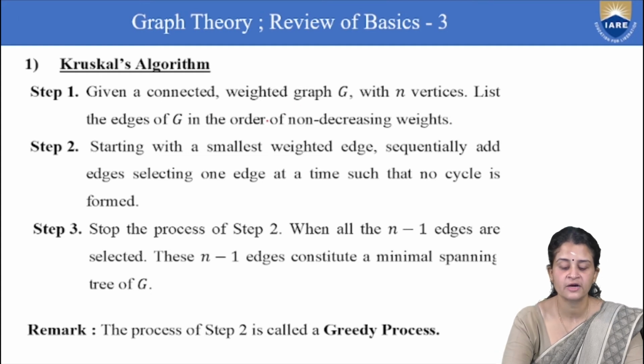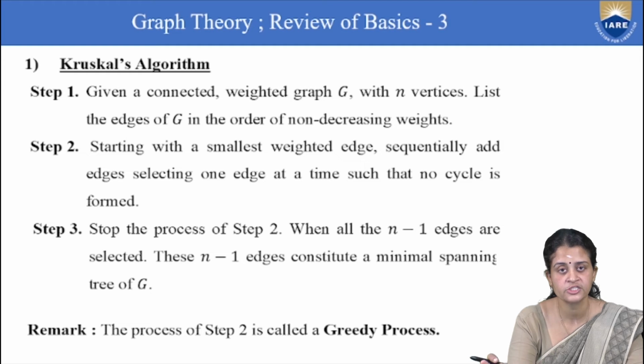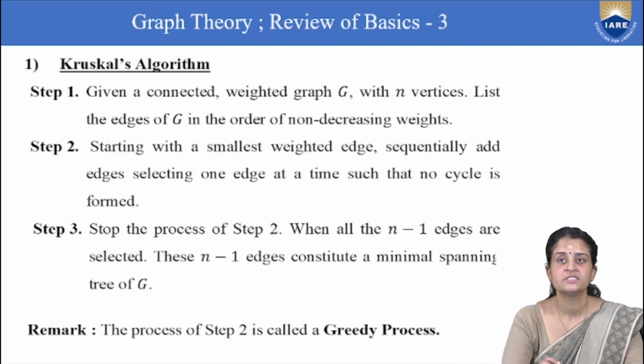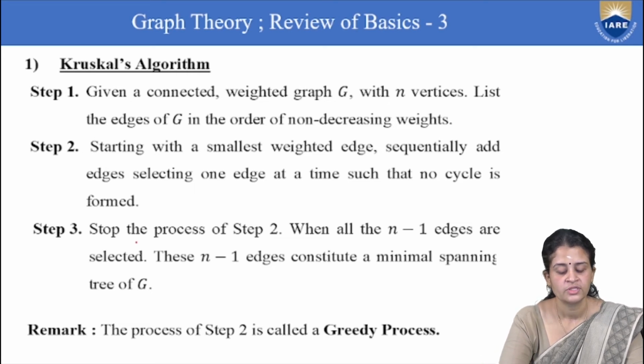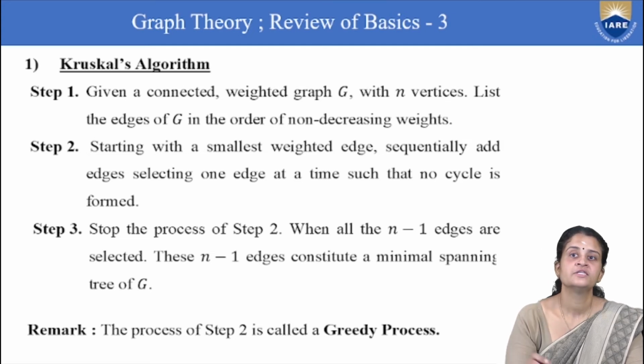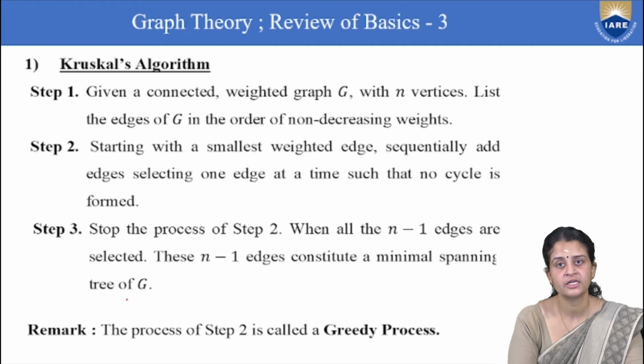Suppose we are given a connected graph G with n vertices. List all the edges of G in the order of non-decreasing weights. First, you have to list all the edges of G in non-decreasing order of weights. Starting with the smallest weight edge, sequentially add the edges, selecting one edge at a time, such that no cycle is formed. The process of step 2 is continued until all the n-1 edges are selected. These n-1 edges constitute the minimal spanning tree of the given graph G.